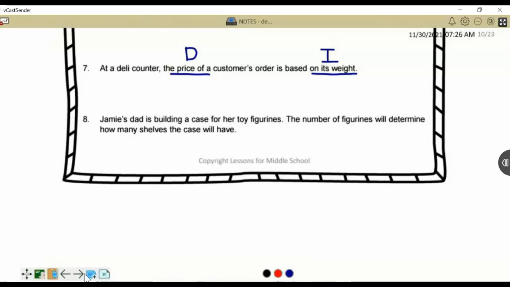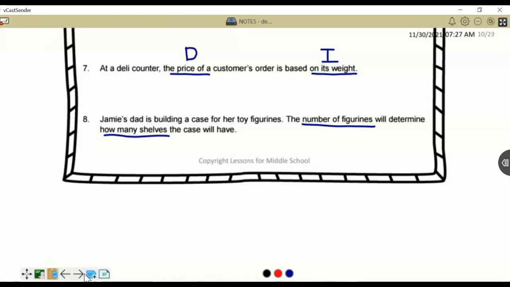All right, how about the last one right here? Jamie's dad is building a case for her toy figurines. The number of figurines is one of the variables, and how many shelves he puts in the case is the other variable. Which one is the dependent, which one is the independent variable? You can ask yourself, which one of these determines the other thing? Or you can ask, which one of these depends on the other thing?